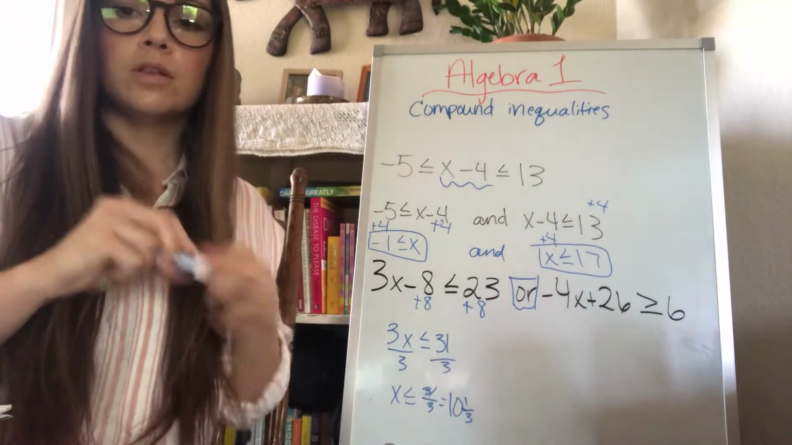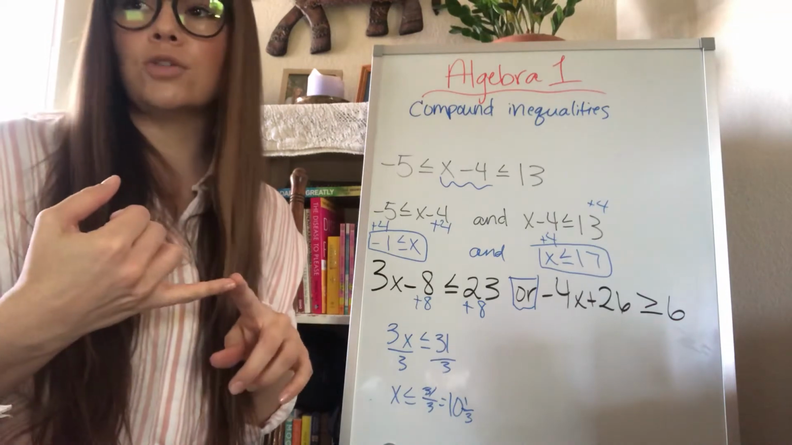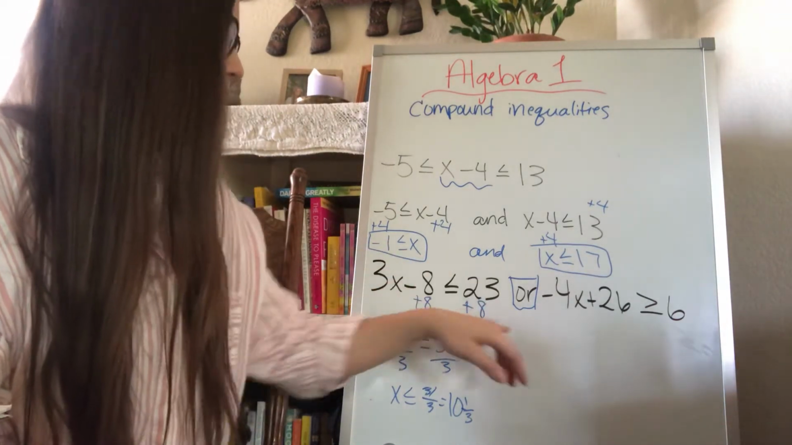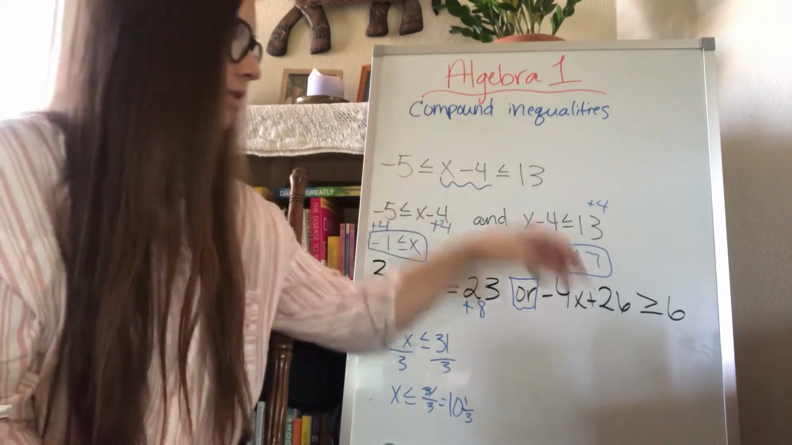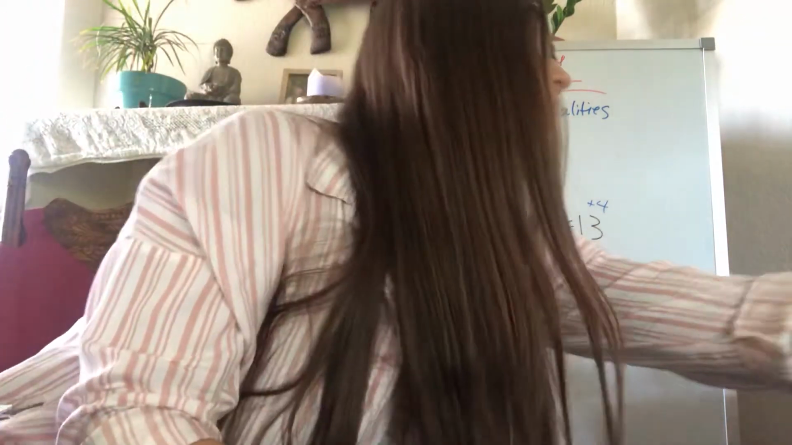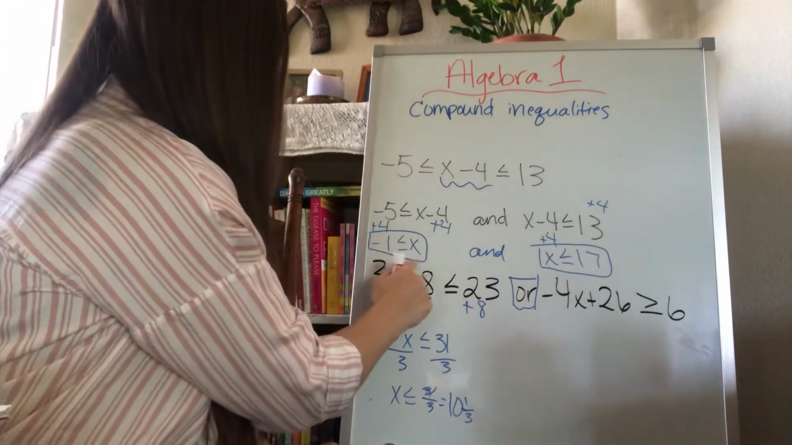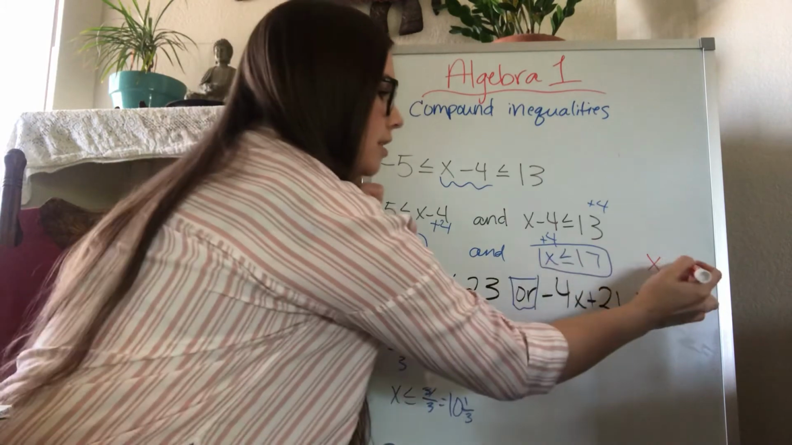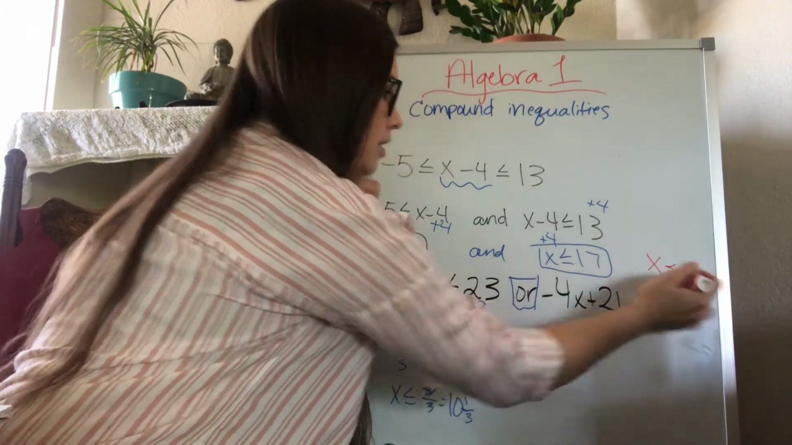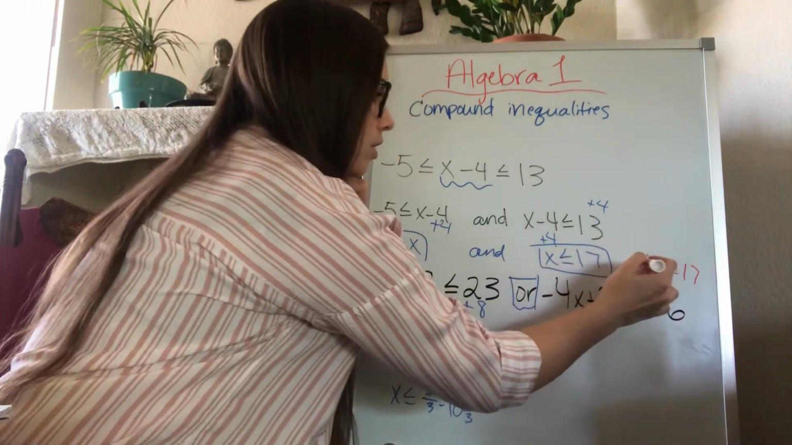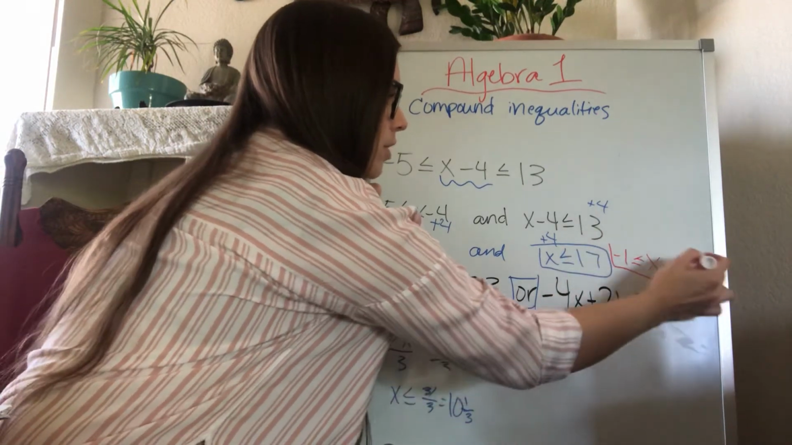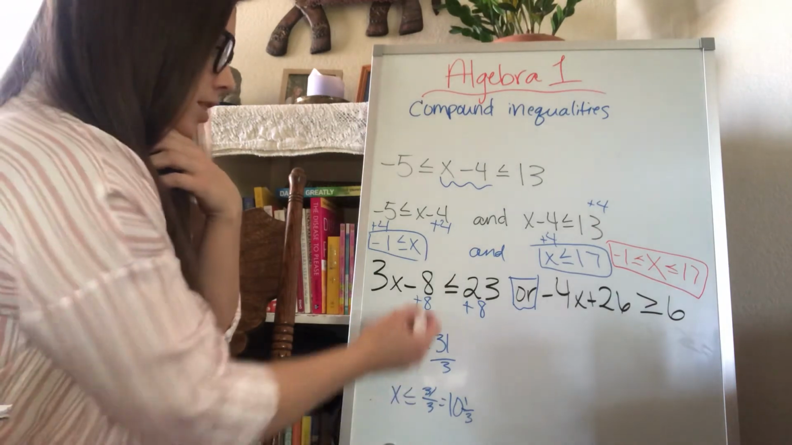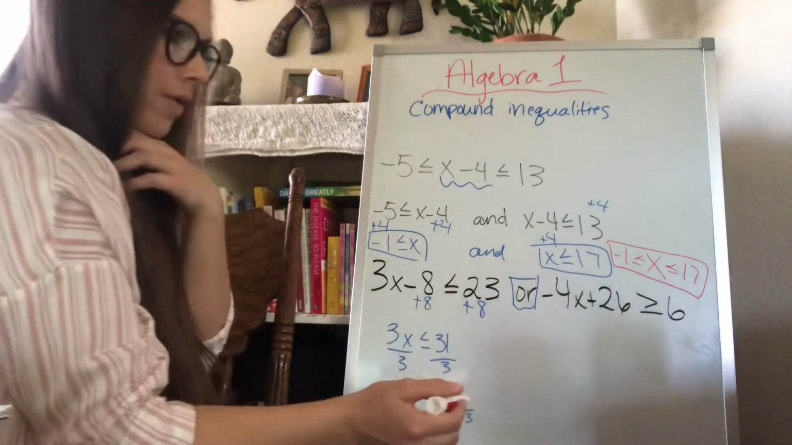Okay, so it's super simple. When you're answering your questions, you're going to write either and or or. The and you can write like this. The answer for this one, I could write x in the middle, and I know x is less than or equal to 17, and I know it's greater than or equal to -1. So that would be what your answer looks like for that one.